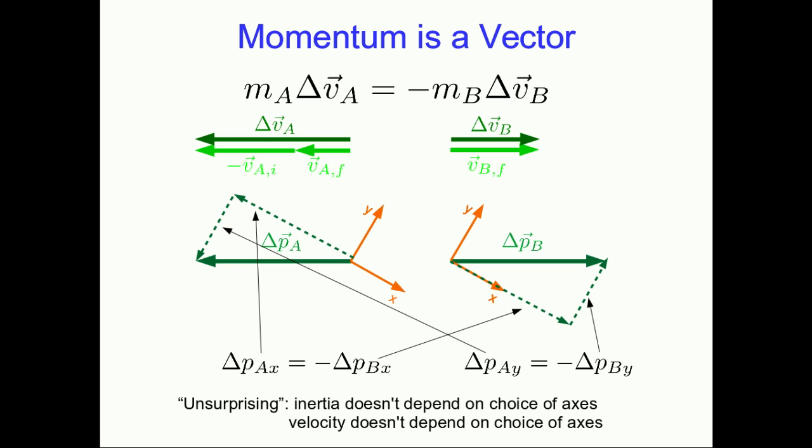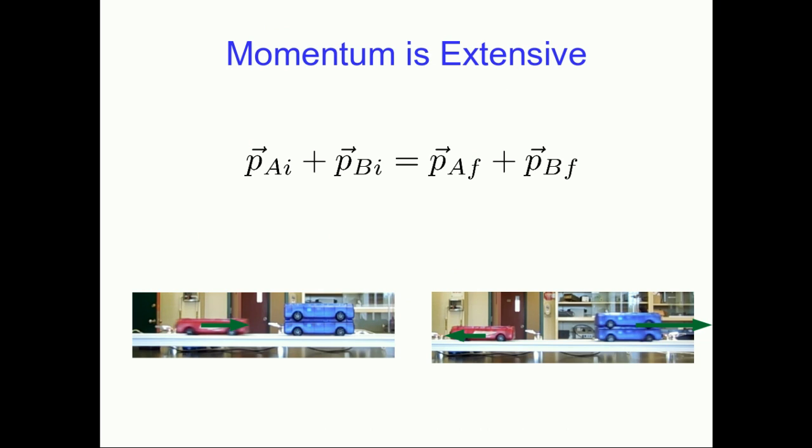And I'm going to say that this is unsurprising because we built a law here out of inertia, and inertia doesn't depend on our choice of axes, and we built it out of velocity, and we also know that velocity doesn't depend on our choice of axes. And so this law, which is saying that the changes in the momentum of these two objects are equal except for a negative sign, is independent of our choice of axes. And this is part of its vector nature. Now let's think about different system definitions and see what it tells us.